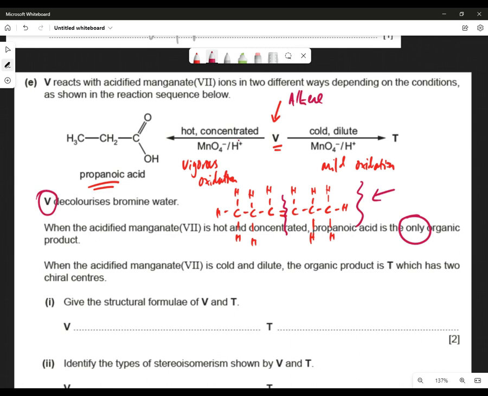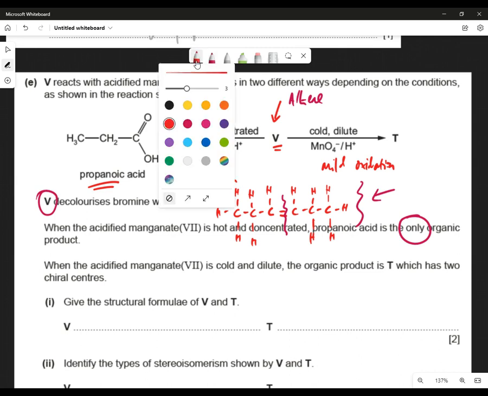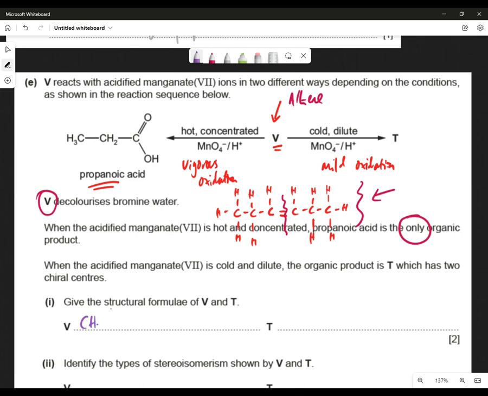Now, structural formula. So it has to be some sort of structural formula. I'm going to give it like this. I'm going to say CH3, CH2, CH. Now, Cambridge, you can do that if you want, the CH. I personally, I don't know what you think, but I personally like putting the double bond in like this. CH2, CH3. And T is, well, T, let's draw T.